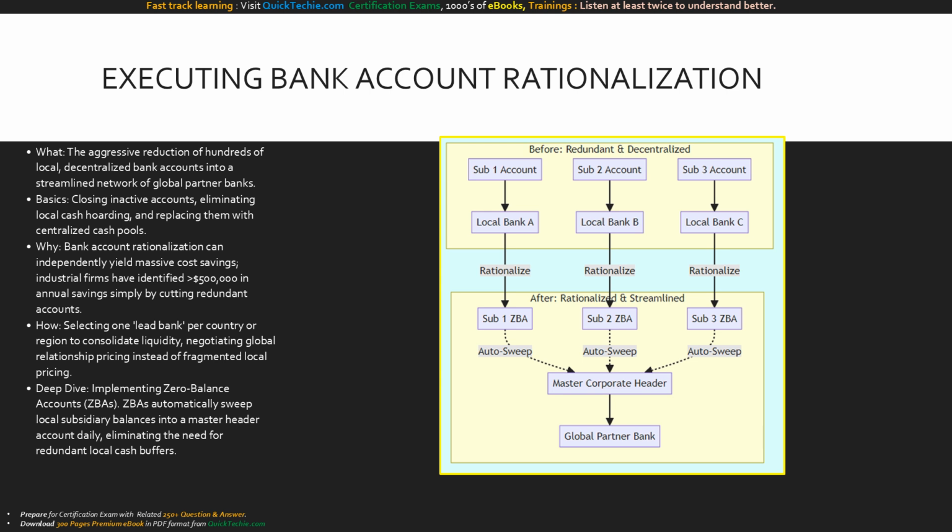Now, follow the rationalization arrows to the right. In the after state, those local accounts have been converted into zero balance accounts, ZBAs. Notice the dotted lines. These represent automated end-of-day sweeps that push all liquidity up into a single master corporate header account held at a global partner bank. We have collapsed 3 redundant banking relationships into one, instantly achieving total cash visibility and vastly reducing fees.